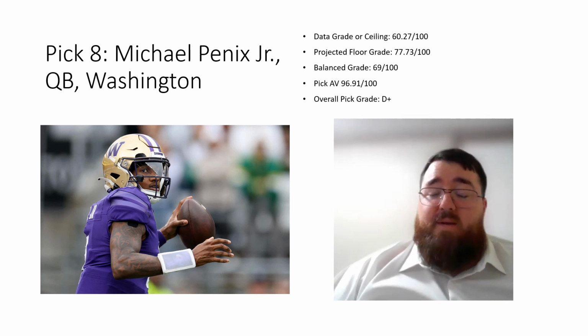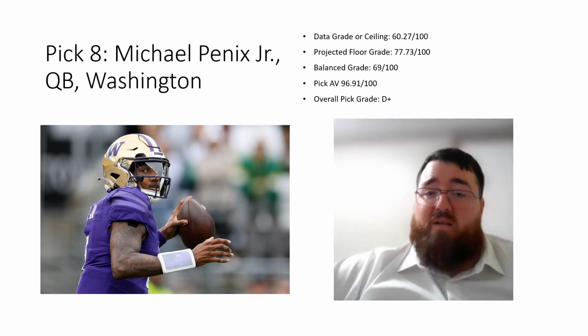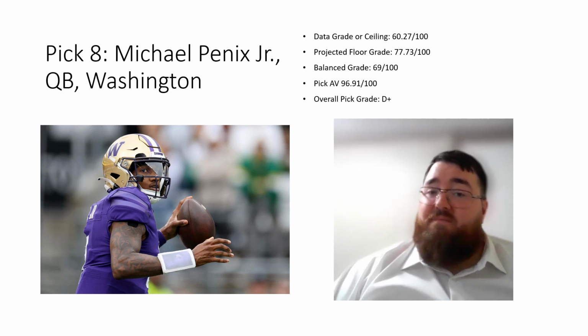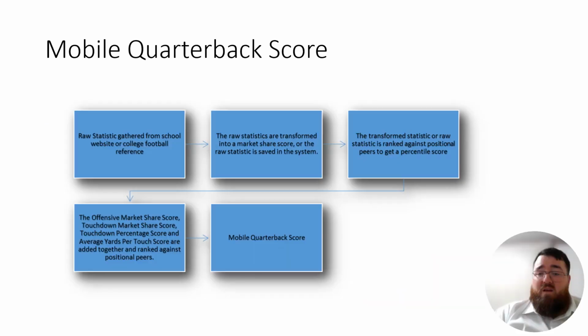But most prospects at his age with his data end up becoming 77 to 69 percentile prospects. That's a problem. It's a big, big, big problem. And that's why that pick would be a D plus. Okay. Now, taking a look at his mobile quarterback score.